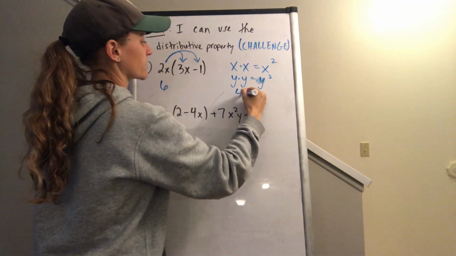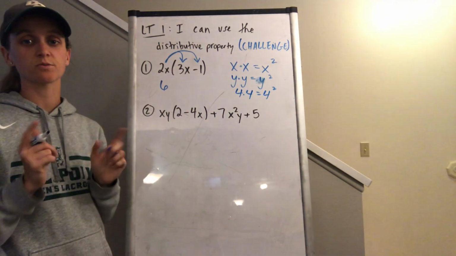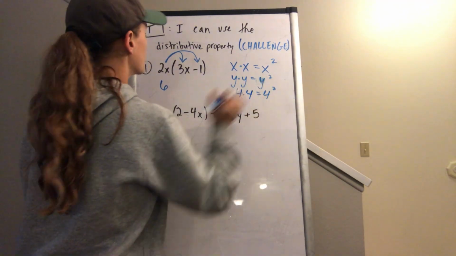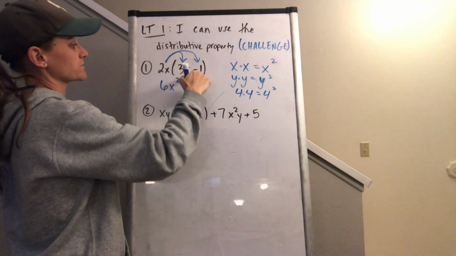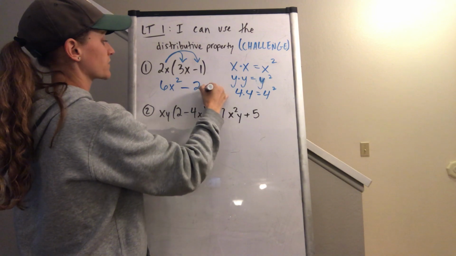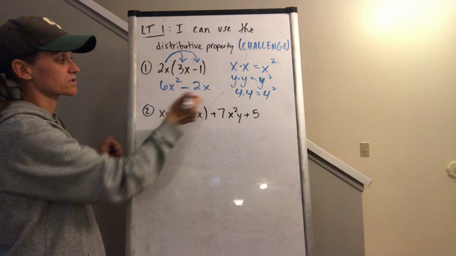If I had 4 times 4, that's the same thing as 4 squared. So the square just means you're multiplying the same thing times itself. Okay, so I'd have 6x squared. And then I have 2x times -1, which would be minus 2x. And then I can't combine those because this is the big square tile and that's just the little skinny x tile.